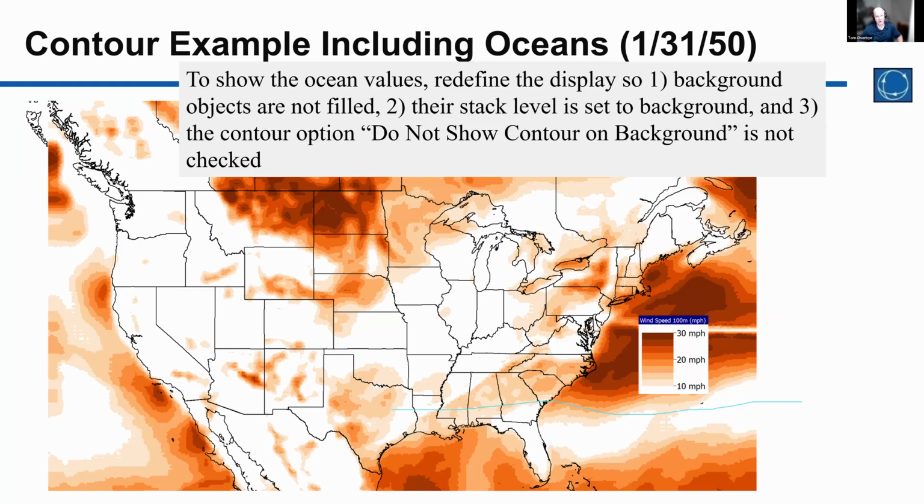Here's an example where I took one of our PWD lines and I showed the ocean values as well. This is contouring the 100-meter wind speed for that 1950 day. We'll probably get some PWDs predefined that do this. Usually when we're showing power system information, we don't want our contours to go into the ocean, but of course with weather data, you want to see the ocean sometimes.